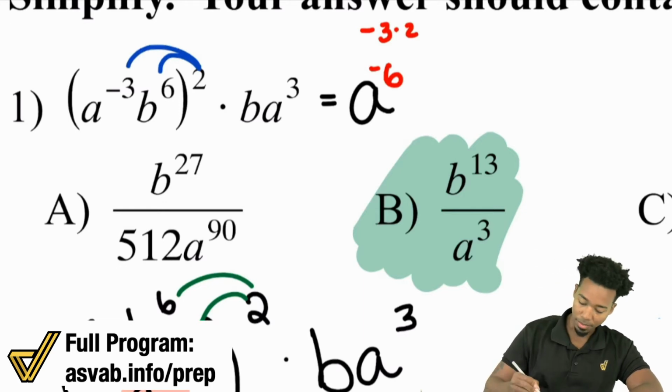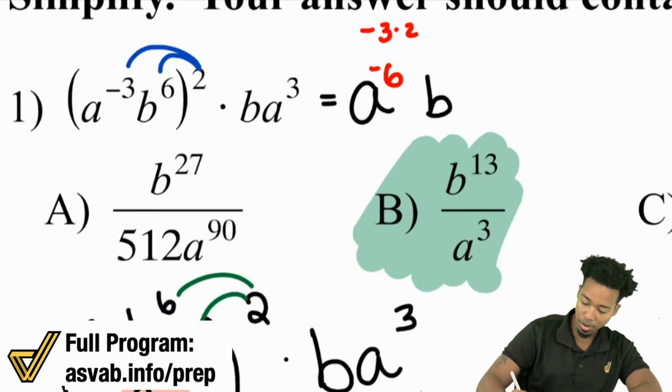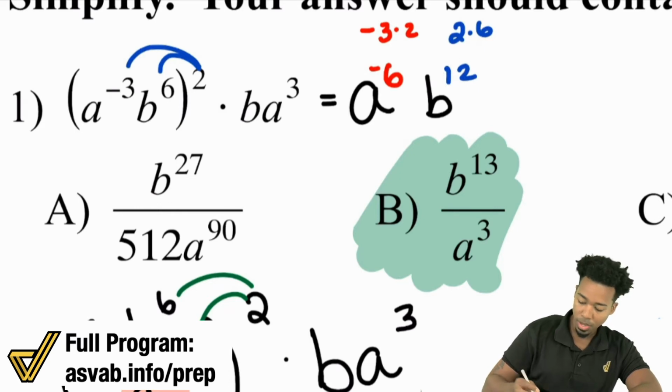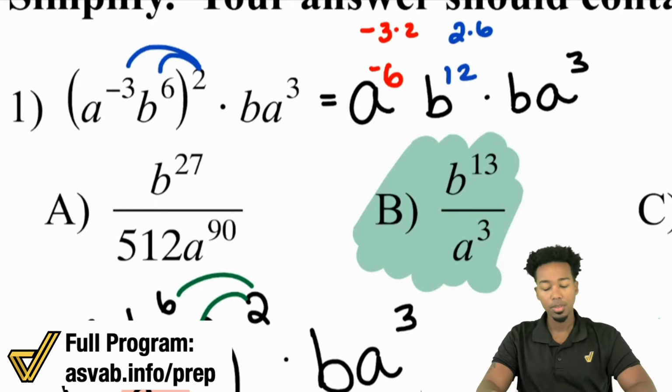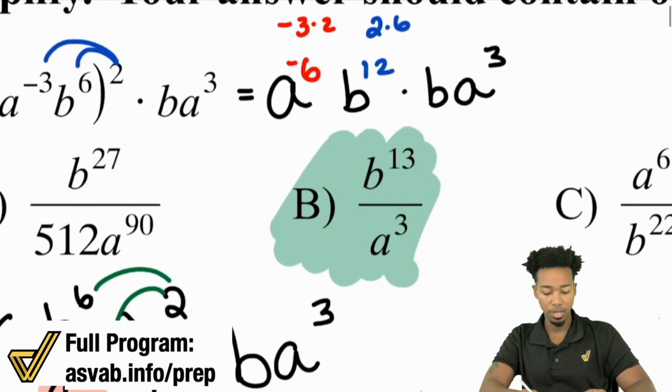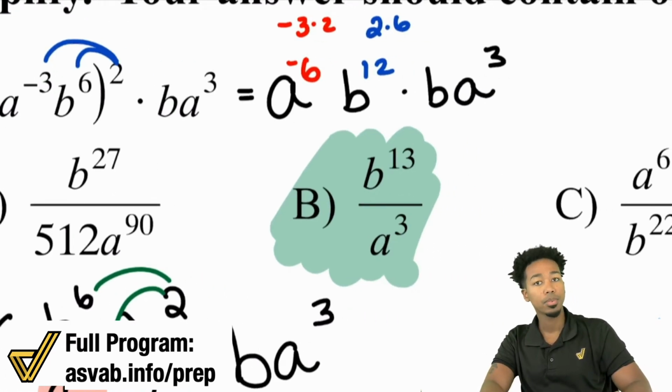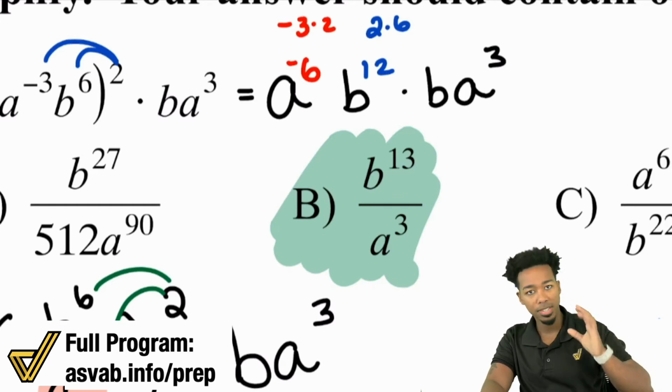Next up, what do we have? We have the b right here to the power of 2 times 6. And so right there, 2 times 6 is going to be 12. We still have the b and the a cubed, right? So what do we do next? Well, it looks like we have the product of power laws. We have same bases, so what we're going to do with those same bases is add those exponents.